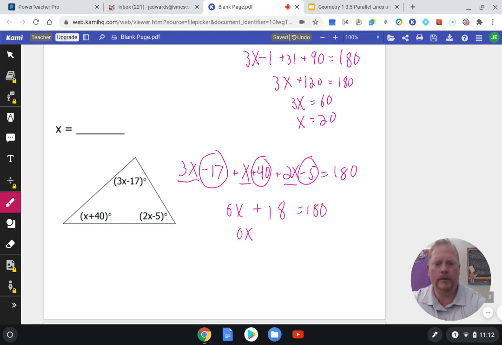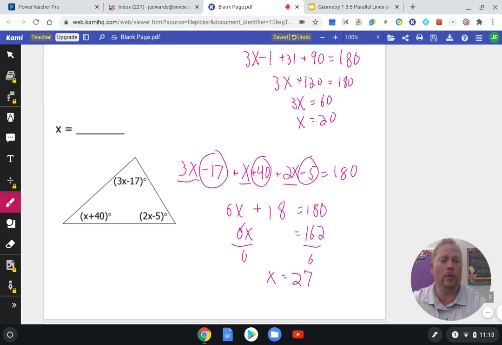Subtract the 18. Divide by 6. And what are we looking at here? So 42, so 27. So x equals 27. Now be careful, make sure you're watching what they're asking for.